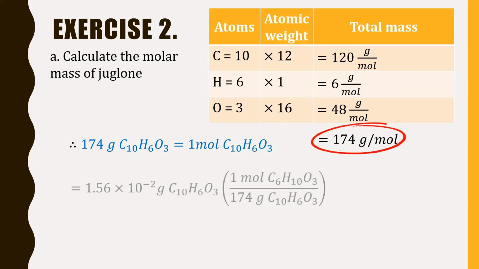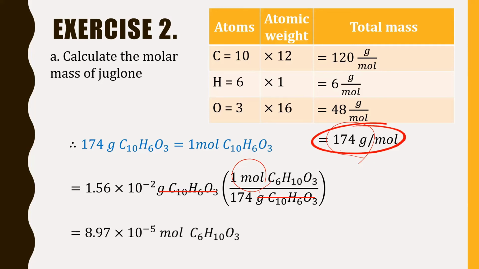Ang given, remember, ay 1.56 times 10 raised to negative 2 grams of the sample. Tama? Divide natin yan sa molar mass, 174 grams. So, makakancel yung grams here. The remaining unit will be mole. Divide the quantities. 1.56 times 10 raised to negative 2 divided by 174. You will arrive at the answer 8.97 times 10 raised to negative 5 mole of C10H6O3. Tama ba yan? Correct.